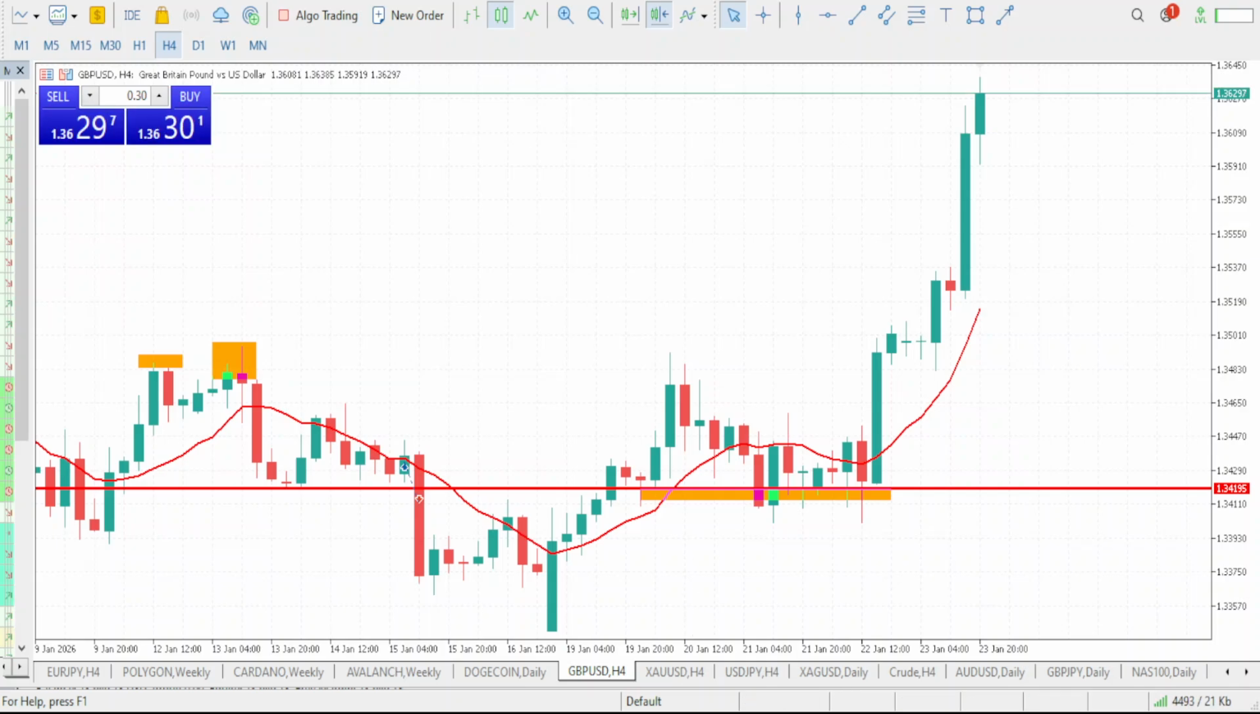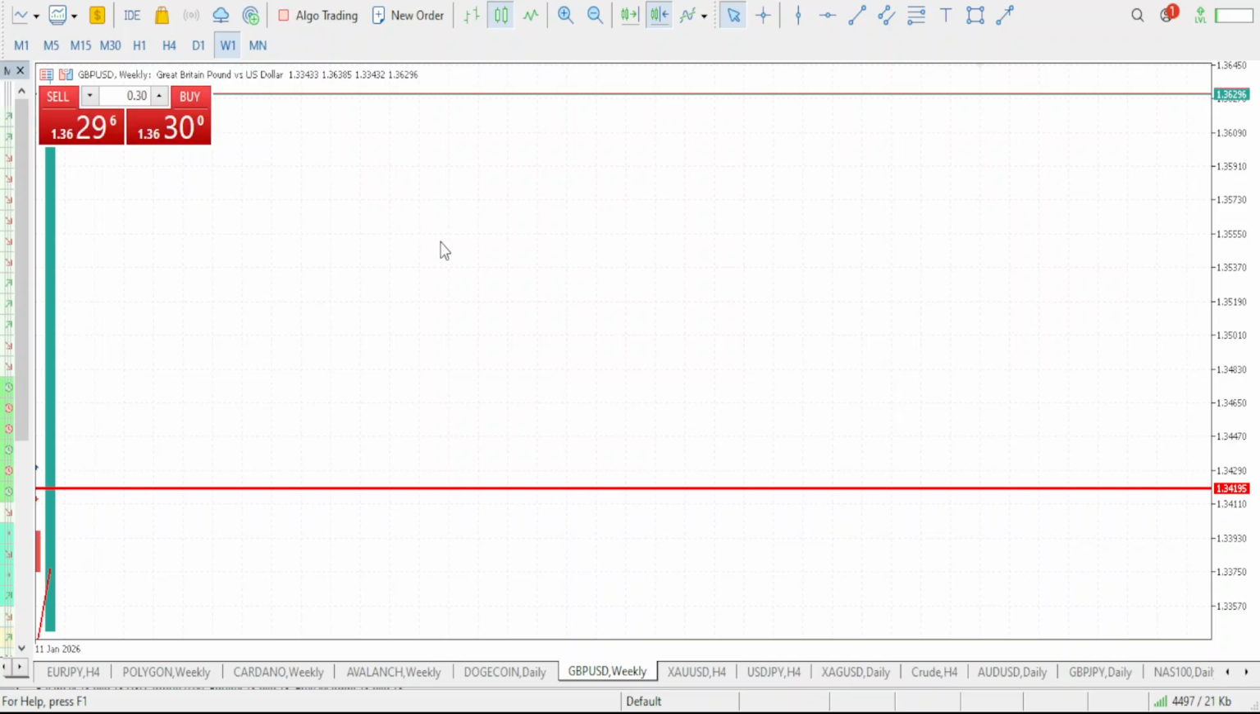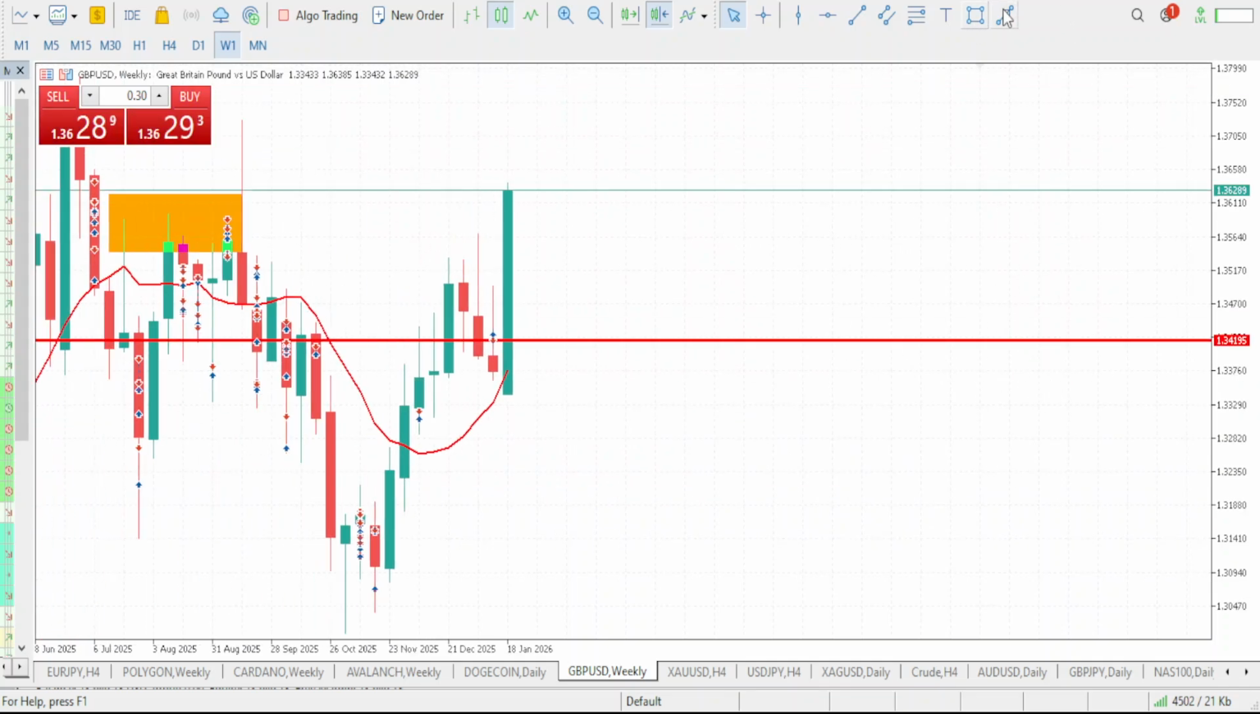Last week we did analysis for the week, and I told you clearly that GBPUSD will give us a bullish move, and GBPUSD gave us that bullish move. This bullish move is what we were expecting on GBPUSD, and it gave us that bullish move.